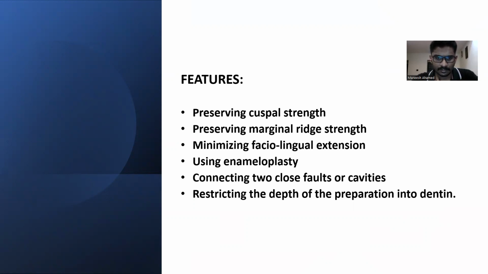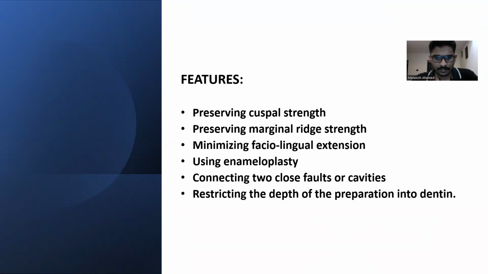Another important feature on the tooth surface is the marginal ridge. So the second feature is preserving marginal ridge strength. While preparing the cavity, the facial-lingual extension should be minimized. That is, minimizing facial-lingual extension. And the other thing is using the technique of enameloplasty. The technique of enameloplasty is that we widen the narrow pits and fissures so that these areas become self-cleansing.